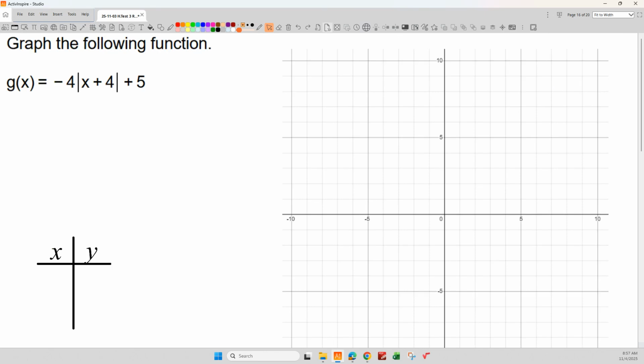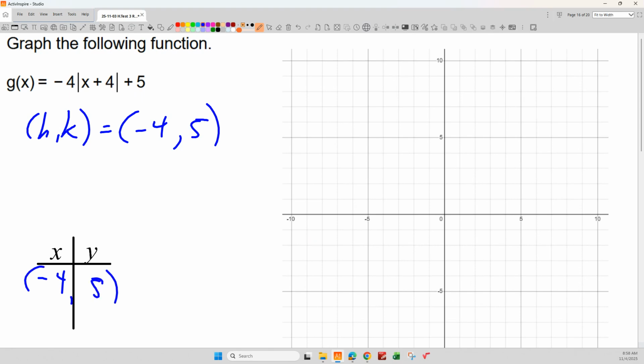Okay, how about this one? So h and k. -4, 5, and if we plug -4 in, we're just going to get 5, right? So either way, our vertex is at -4, +5. Let's do this by stretching. Okay, so normally we would go over right 1 and up 1, right?